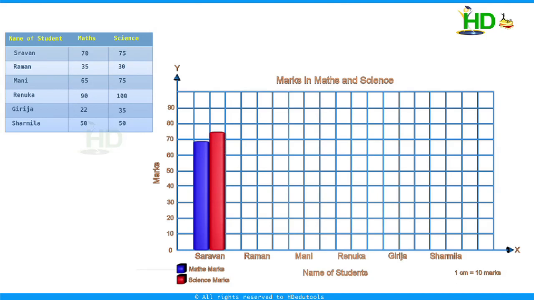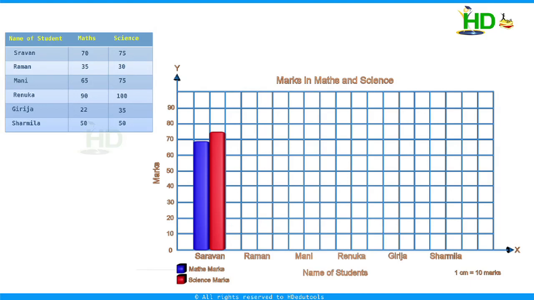If you divide 70 by 10, we get 7. Therefore, the height of the bar related to mathematics marks is 7 centimeters, and 75 by 10 is 7.5. The height of the bar related to science marks is 7.5 centimeters.